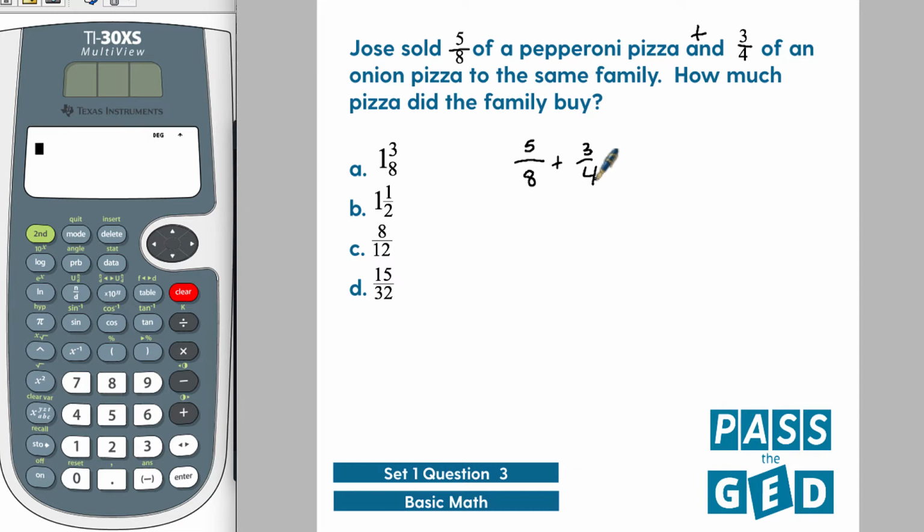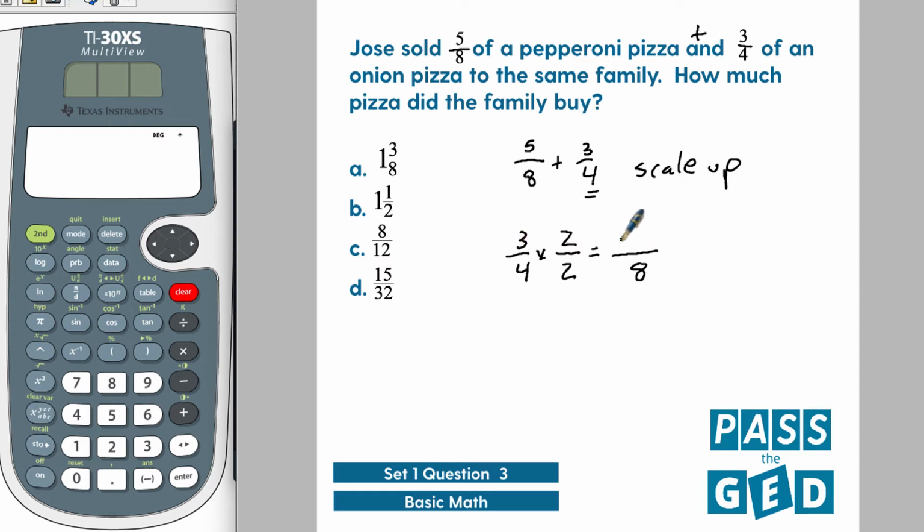We cannot add these together because they don't have like denominators, the same denominators. These numbers here on the bottom are not the same. So typically what you want to do is to scale this up. Scale up this 4. So we're going to take 3/4 and multiply it by some number so that we get 8 on the bottom. So 4 times what equals 8? Well, it's 2. And we're going to do 2/2. So we're not changing the value of this 3/4, we're just scaling it up.